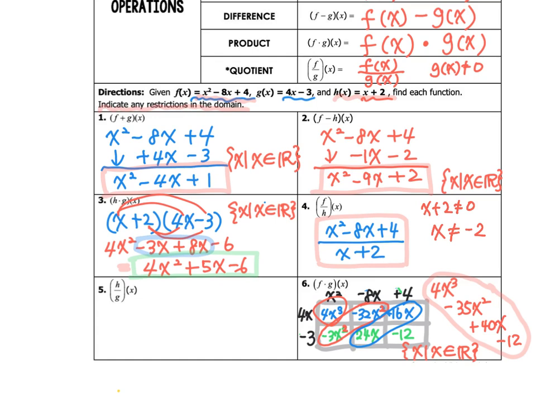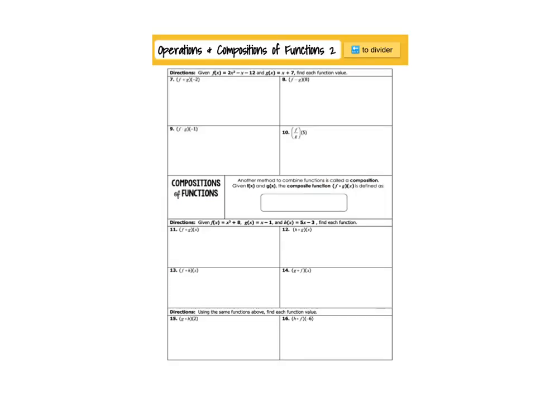So how can we write that? That's right, x is an element of all real numbers, and also x is not negative 2. So try number 5 yourself and make sure to write down the restriction in the domain. On the next page, number 7 through number 10, it is operations of functions.